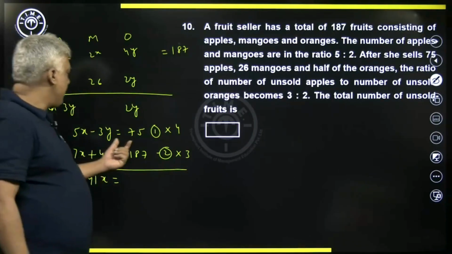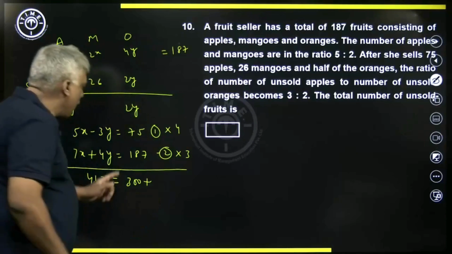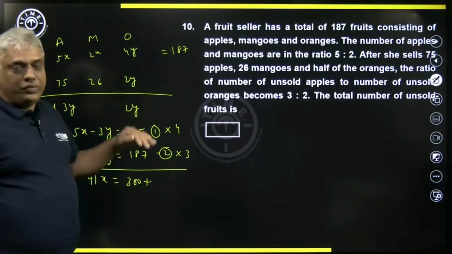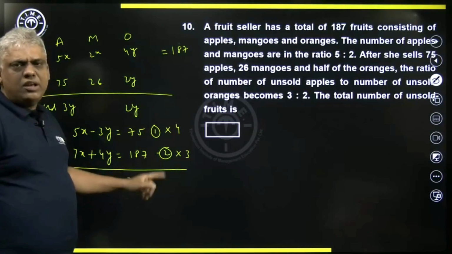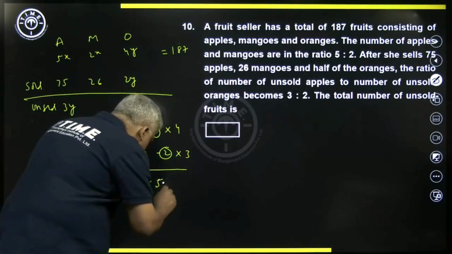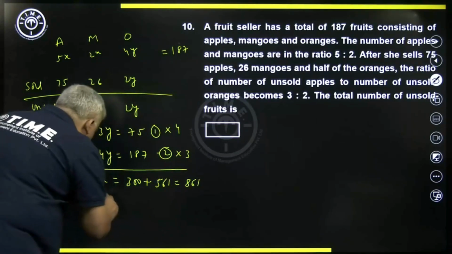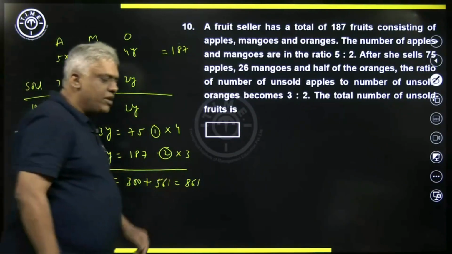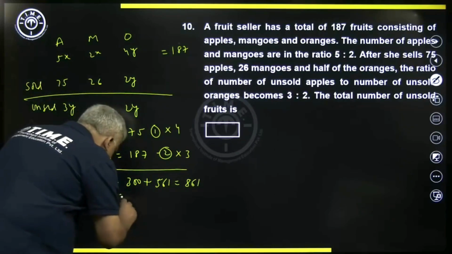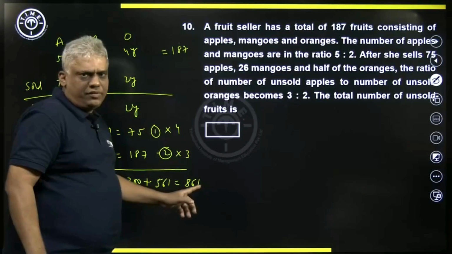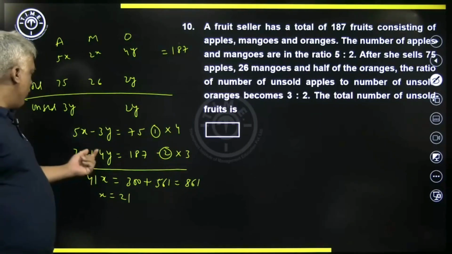is equal to 75 into 4, that will be 300, plus 187 into 3. 180 into 3 is 540, 540 plus 21, that is 561. So, it will be 861. So, x equals 861 divided by 41. 41 will go 2 times, that is 82. If you remove 82, 41 remains, it will go 1 time. So, x is 21.